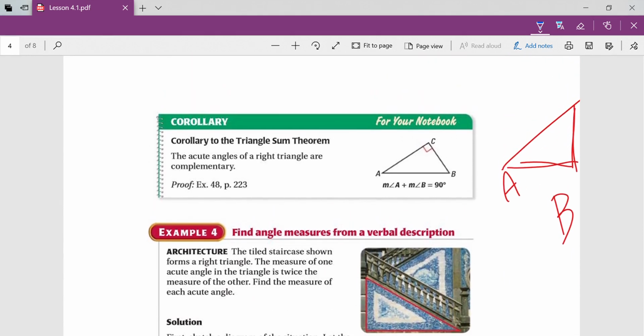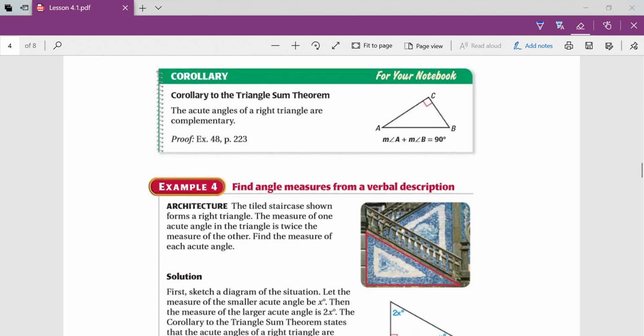Okay, example number 4. In this case, we're going to use the triangle sum theorem. If we have a right triangle, like this one, it has a 90 degree angle. So if you add the other two angles, they equal 90 as well. We're going to use this theorem in example number 4.